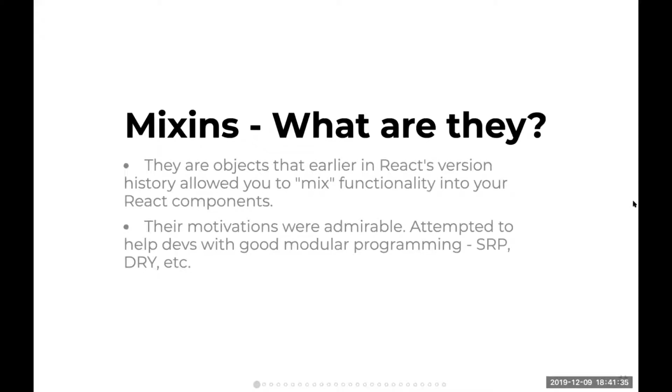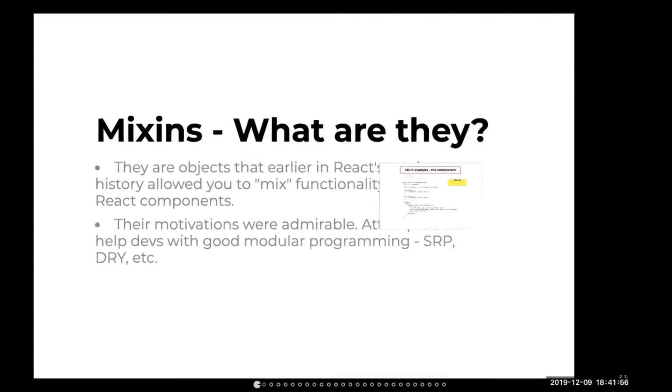So we'll start with Mixins. What are they? They are objects that, earlier in React's version history, allowed you to mix functionality into your React components. Their motivations were admirable. They attempted to apply some of these principles that we just talked about. But there were some shortcomings that we'll address in a moment.